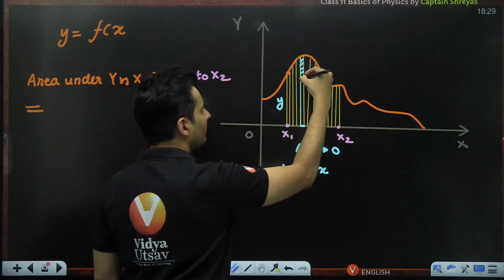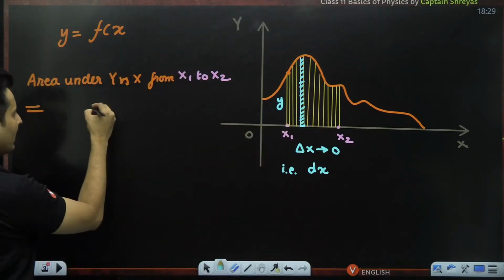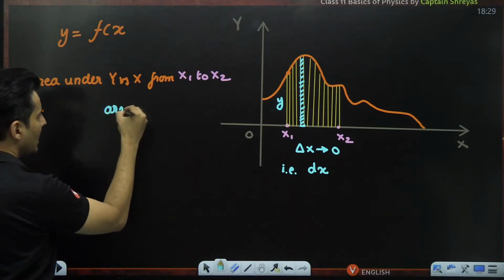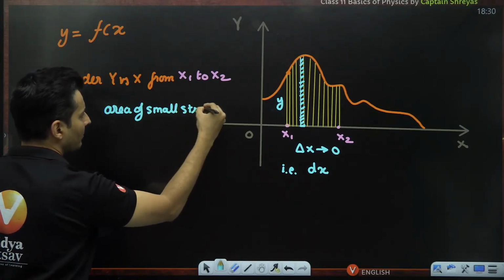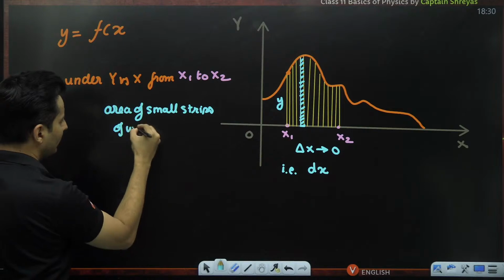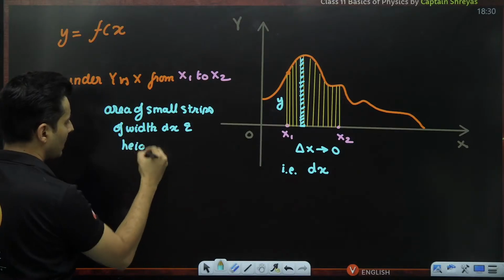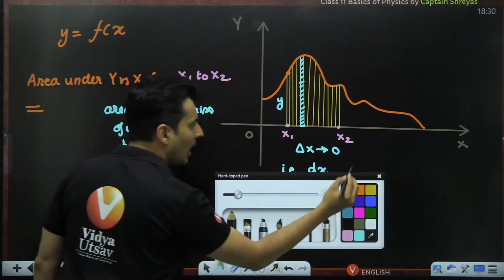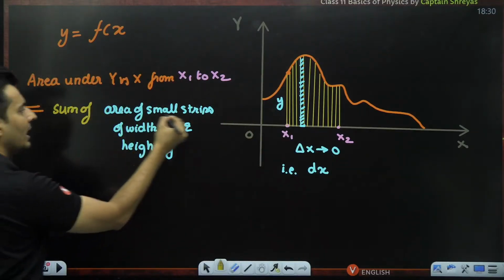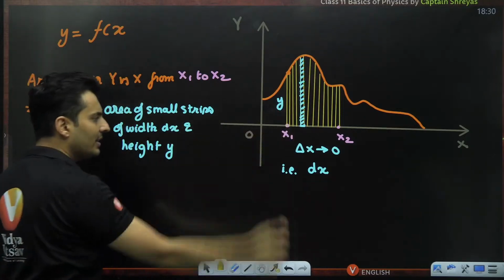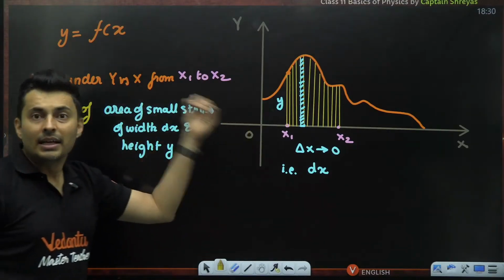So the area of this particular strip over here will be the area of those very small strips of width dx and height basically y, and you have to add them all. So the sum of the areas of those small strips whose width is dx and height is basically y. Yeah, then it will be accurate.